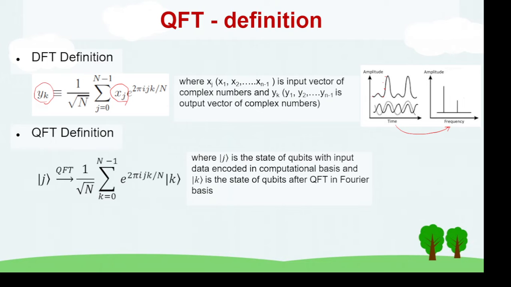Now, what is the definition for QFT? You can see the definition is almost the same, except that we will be acting on some state of qubits with the data encoded in the computational basis, that is the |j> state. After transformation, we'll get again qubits in the |k> states, but this time in the Fourier basis. So what is the Fourier basis? You will come to know subsequently in this video. This transformation is similar, except that we are going to operate on qubits.